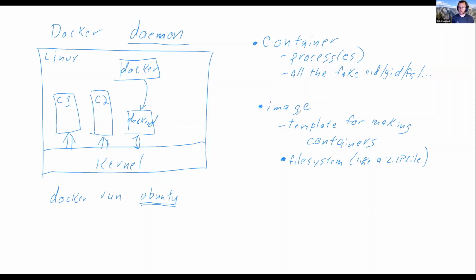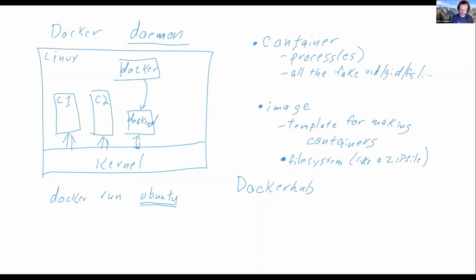So there's a lot of images that you can get from different places. The main place where you get images is you can download them from a repository that Docker provides called Docker Hub. And we use Docker Hub as the basis for some of our images. Okay? So containers and images are the two main things that we're going to deal with in Docker. A container is always something that has these processes and all this fake stuff, and then the image is a template for making new containers.